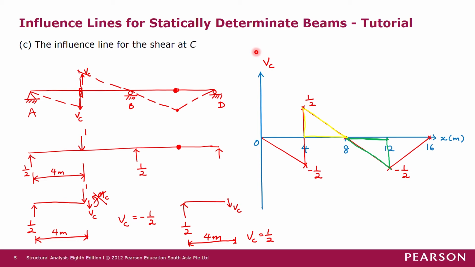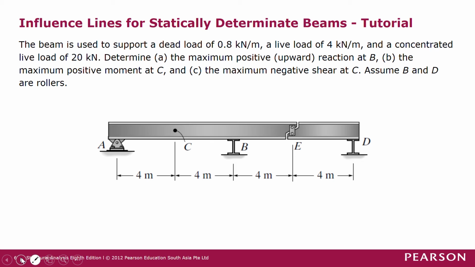So we have drawn 3 influence lines. Now we want to move on to another example in which we will see how to apply the influence lines that we have drawn. In this particular example, the beam is used to support a dead load of 0.8 kilonewton per meter. Dead load is applied throughout the span of the beam. Normally that load is not a moving load. That load is applied across the whole beam.